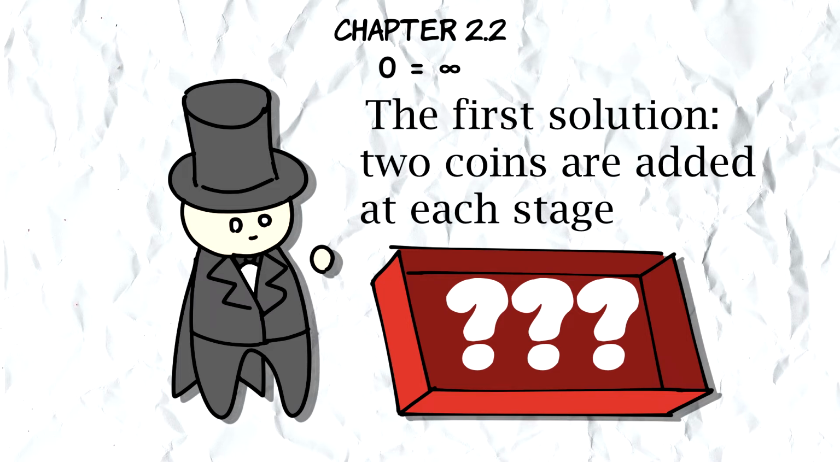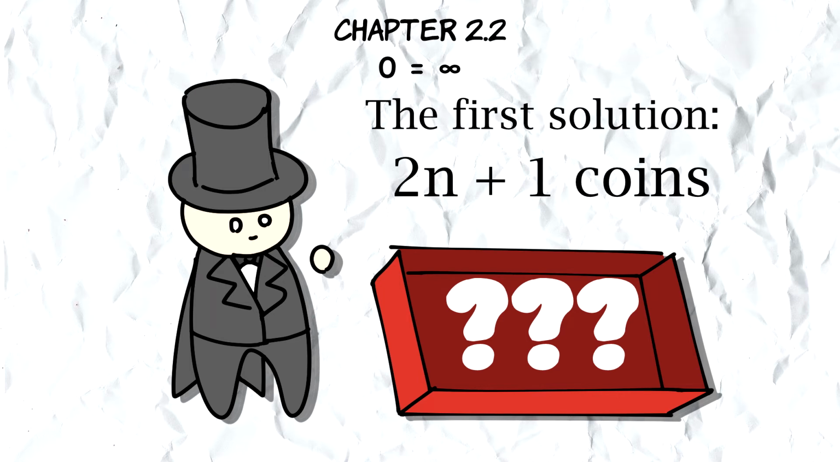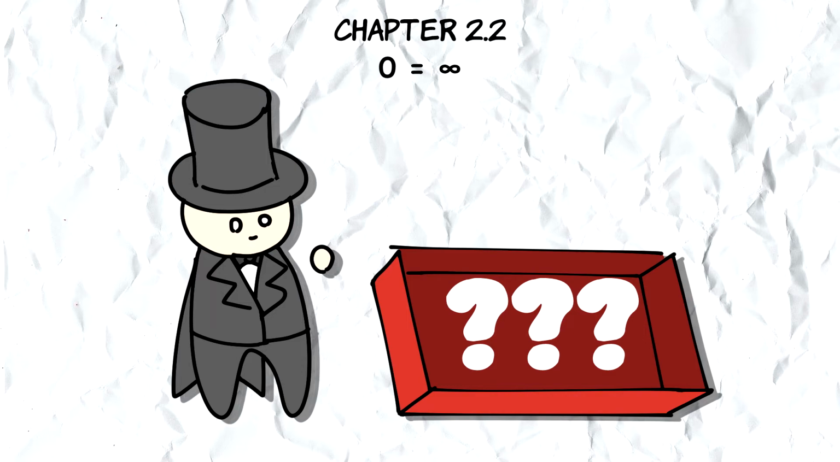As a result, after n steps, the box will contain 2n plus 1 coins. The magician will have accomplished an endless number of steps in 1 hour using this approach. As a result, the box should contain an endless number of coins.